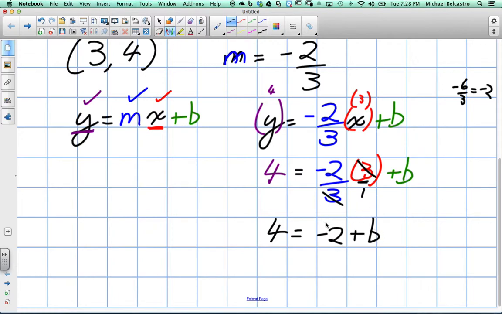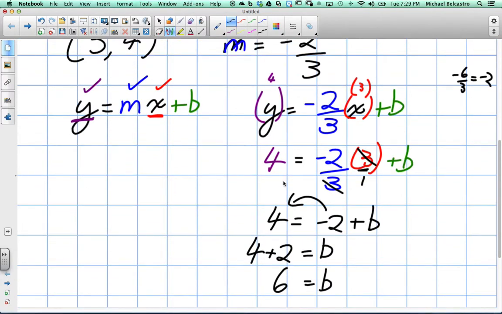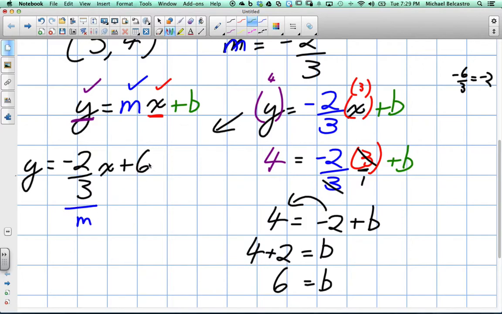In order to isolate b, we bring negative 2 to the other side. 4 plus 2 equals b. So our b is equal to 6. So our equation of our line will read y is equal to negative 2 over 3 x plus, because it's positive, 6. We have it. This is our m value, and this is our b value.